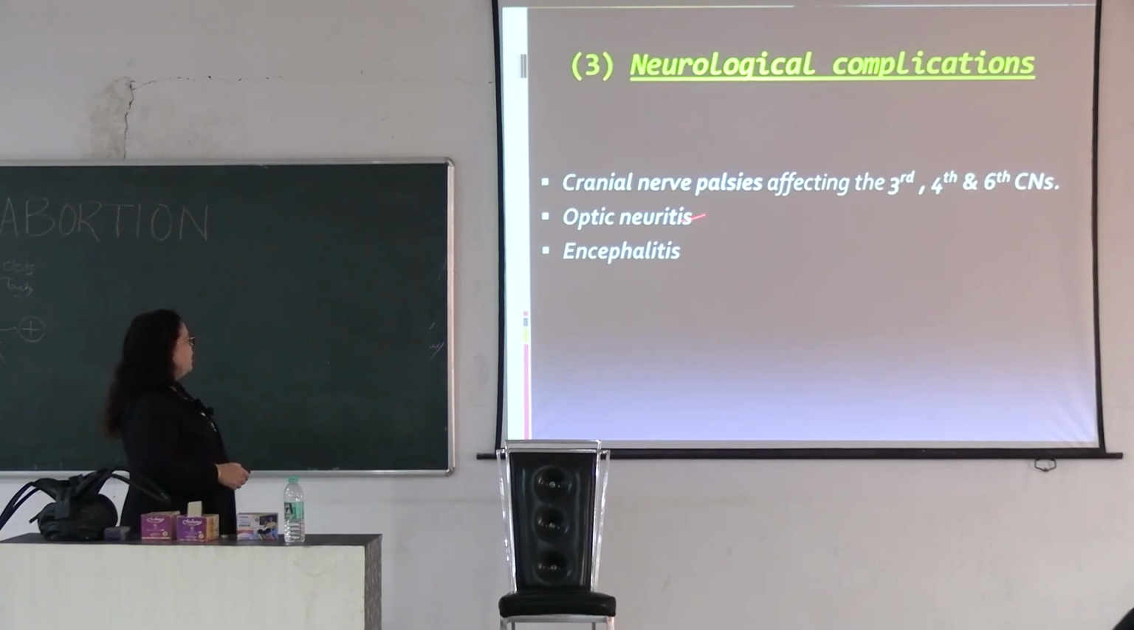If the optic nerve is involved, this is called optic neuritis. And encephalitis, what is encephalitis? When the brain is involved, that is called encephalitis. So these are the neurological involvements.